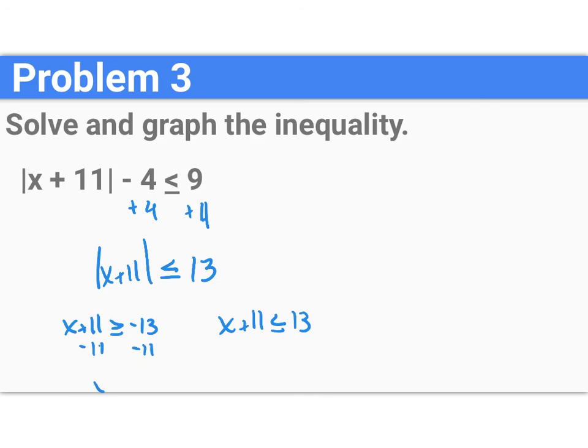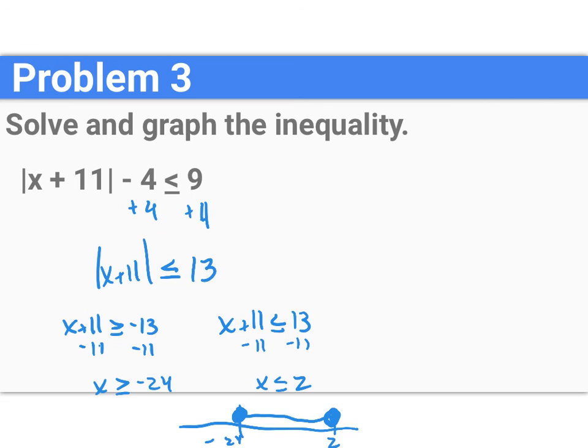Subtract 11 from both sides. x is greater than or equal to negative 24. Subtract 11 from both sides. x is less than or equal to 2. Graph it. We're dealing with negative 24 and then positive 2. And all points in between are in the solution set.